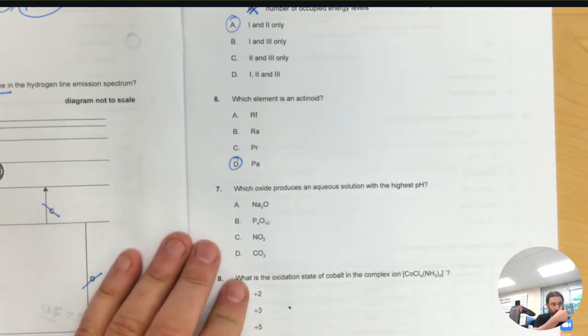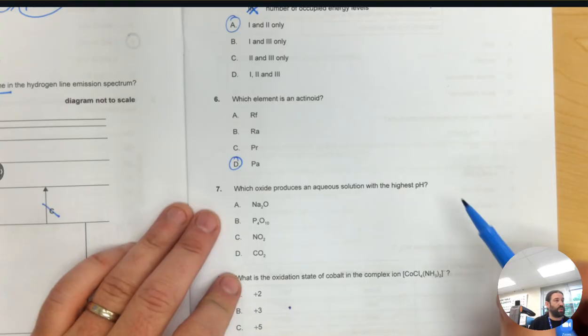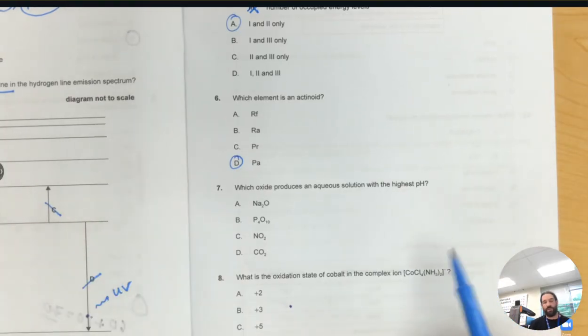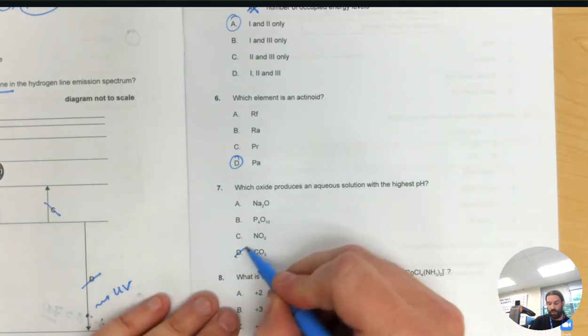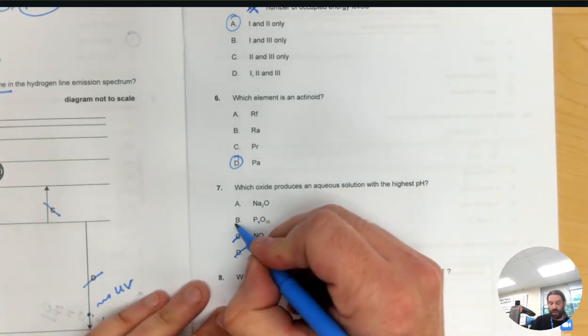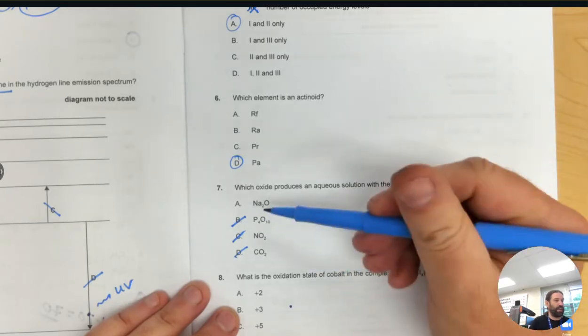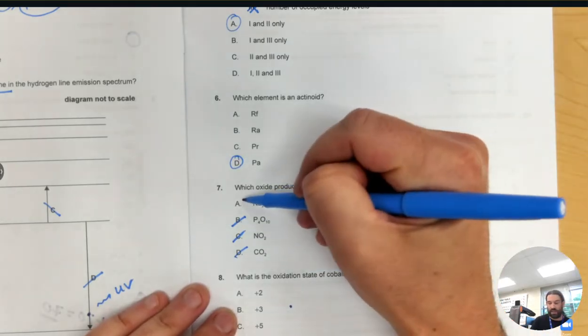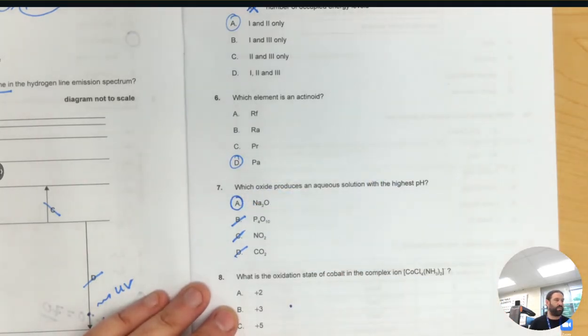Which oxide produces an aqueous solution with the highest pH? So this is our period 3 oxide compound trends. The metals make basic compounds, and the non-metals make acidic compounds, or at least the oxide compounds. All right, so here we have carbon dioxide, nitrogen dioxide, and tetraphosphorus decaoxide, all non-metallic oxides. The only metallic oxide is sodium oxide.